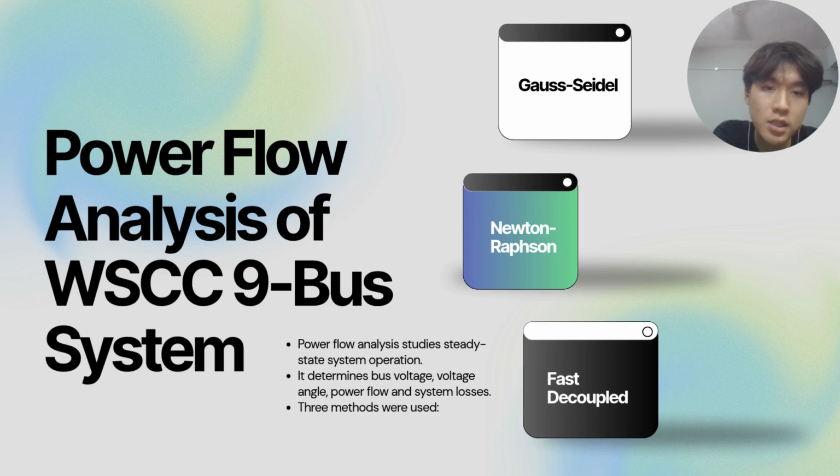Power flow analysis is important because it helps us to understand the steady-state operation of a power network. So in this study, the main parameters observed are the bus voltage magnitude, the voltage angle, real power flow, reactive power flow, and the system loss. So these values are useful to check whether the system can supply the power from the generators to the load bus safely. So three different power flow methods are applied, which are the Gauss-Seidel method, the Newton-Raphson method, and the fast decoupled method.